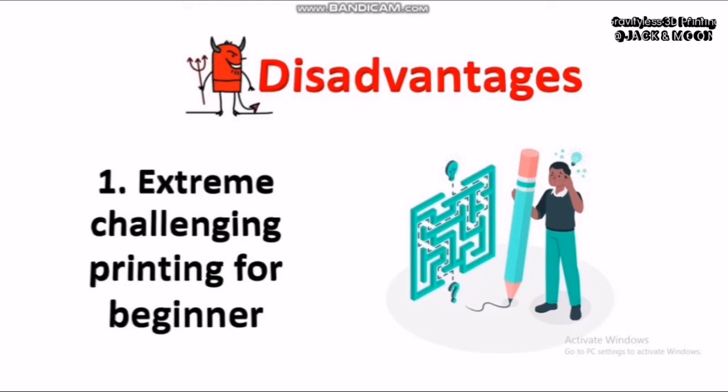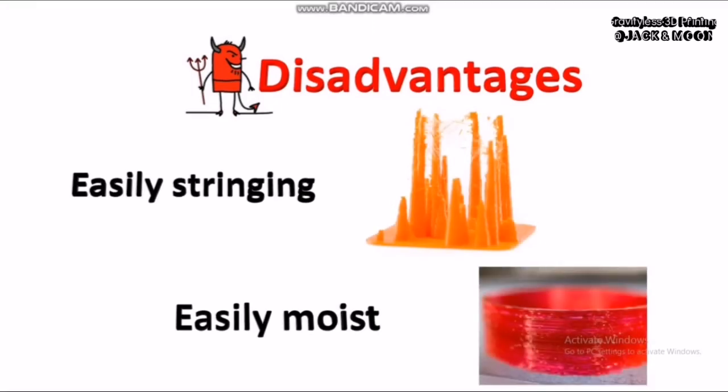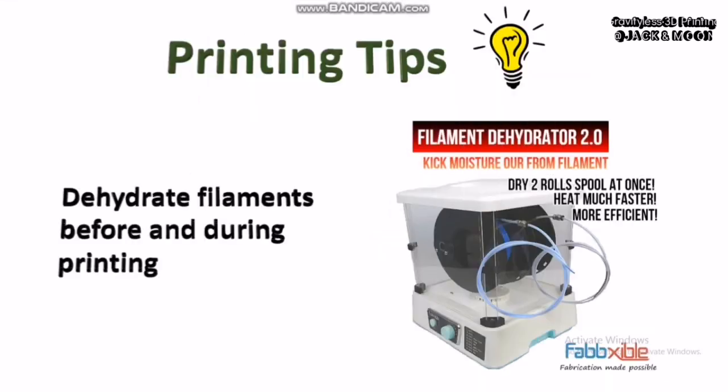Not only does it have terrible stringing problem without proper tuning, but it also reacts strongly with the moisture in the surroundings, causing wet filament. One advice is to bake the filaments for some time using a filament dehydrator before printing it. A dehydrator is also needed to be continuously active during the printing process for better printing experience.